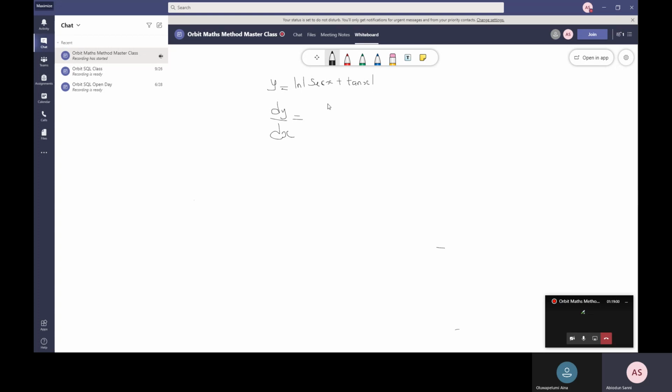Differentiate what's inside the bracket. That's dy/dx is actually sec x. Do you agree with me that dy/dx is sec x? If I differentiate this, I'll get sec x. So what we are trying to prove now is that sec x is actually the same thing as cos y.